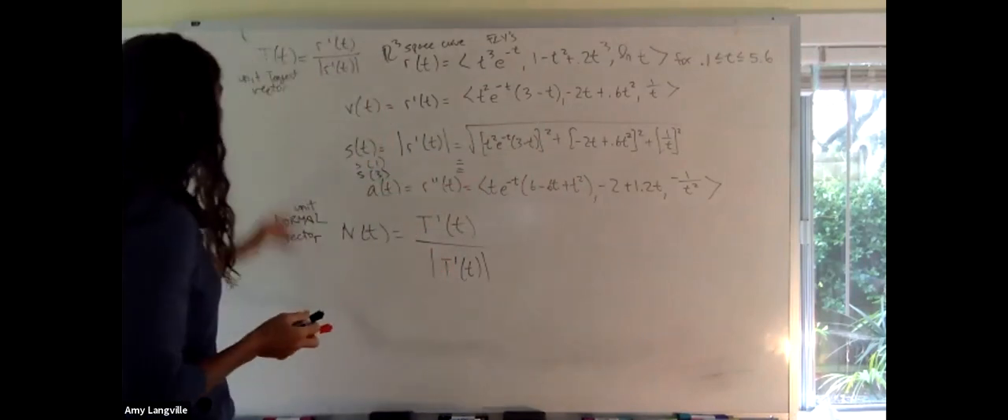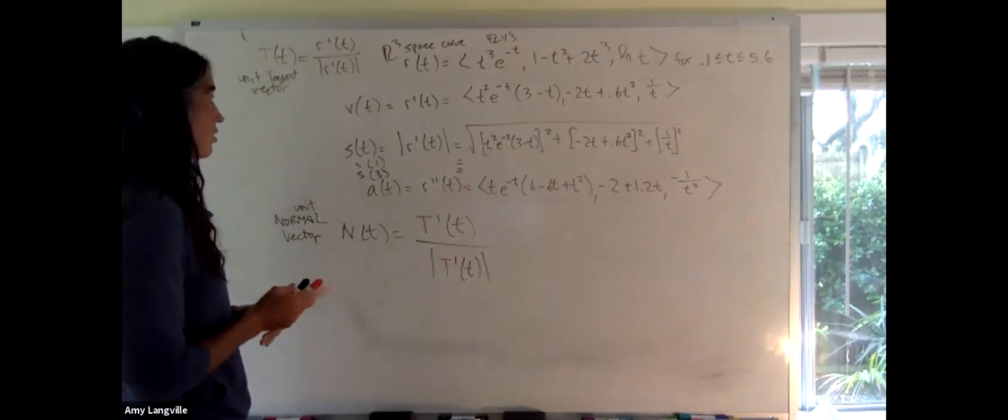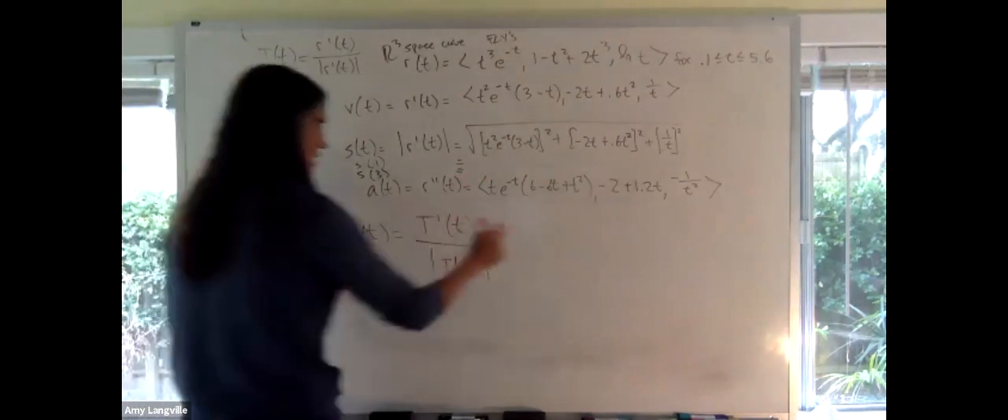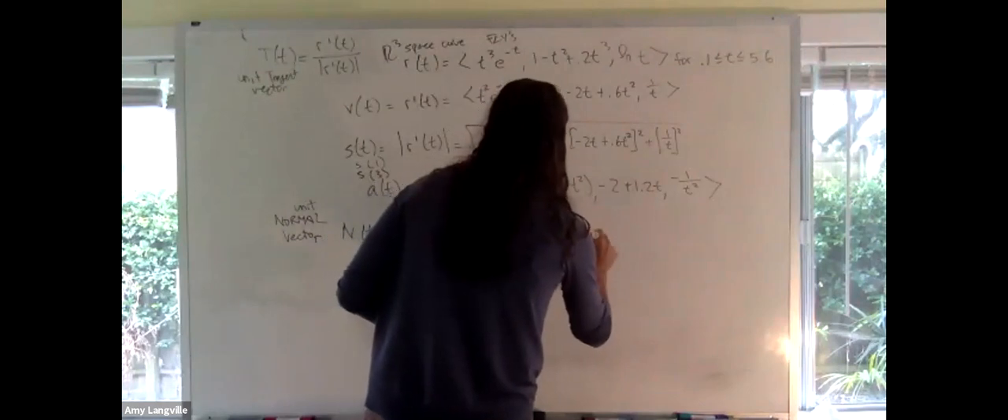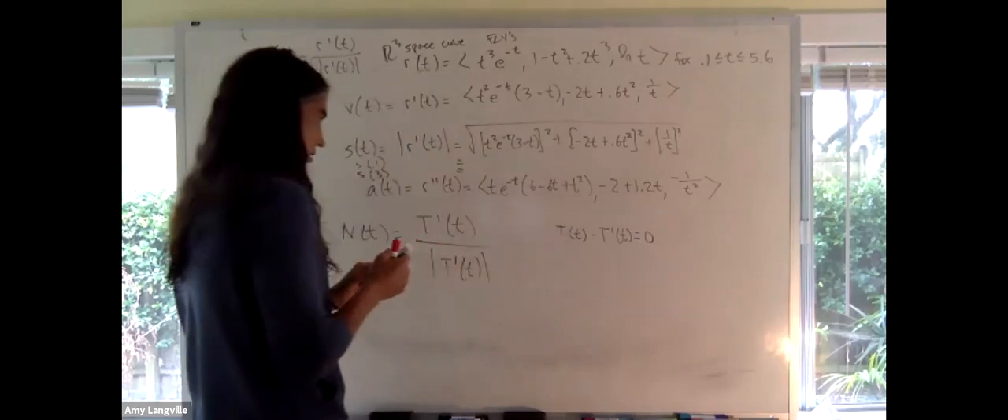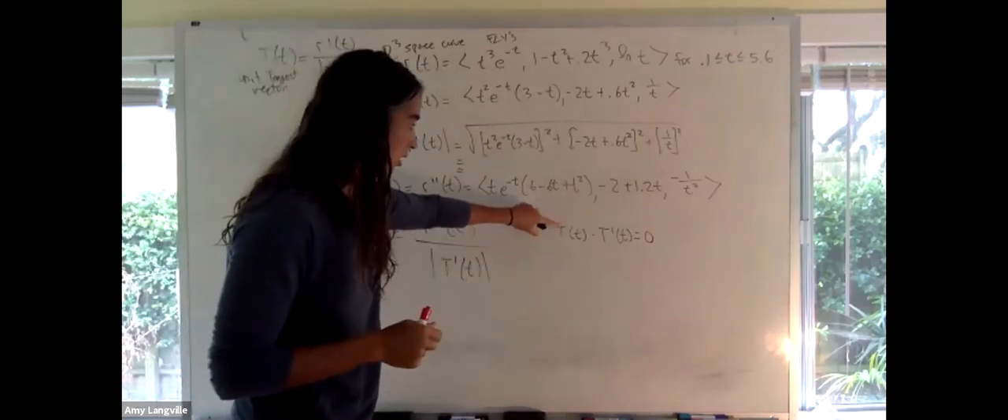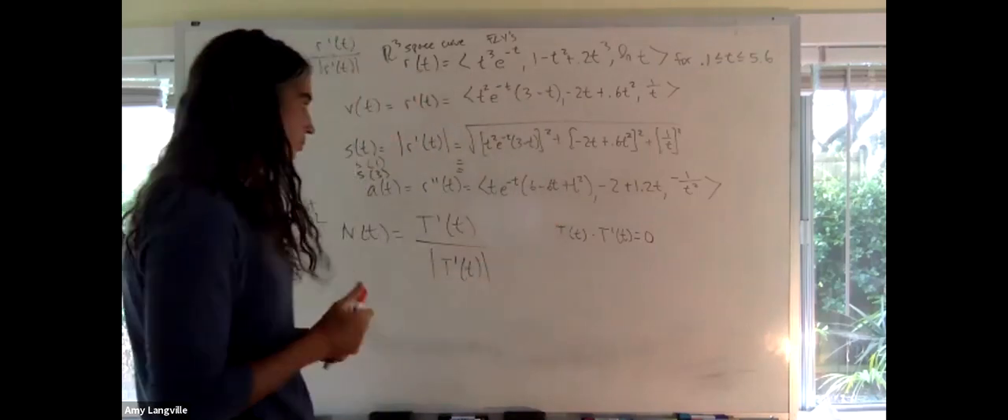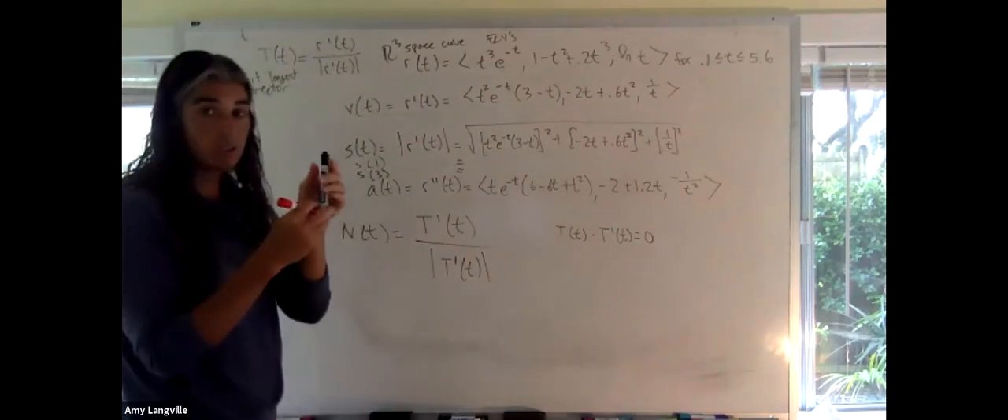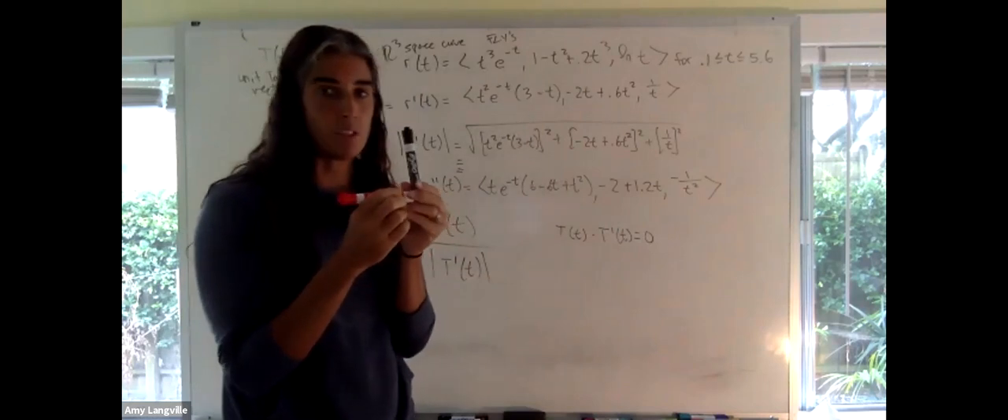So you could check that these two things actually dot to 0, and it really just amounts to checking if T of t dotted with its derivative equals 0, and it does. That's for my math majors, folks that have had 295. You could check that, prove that these two are by design perpendicular.